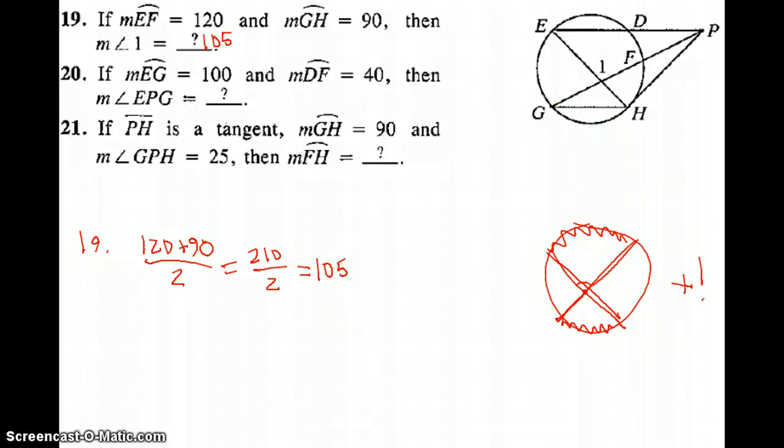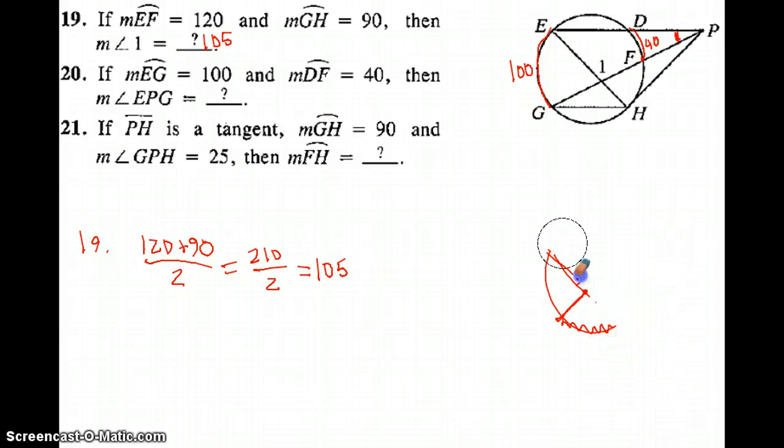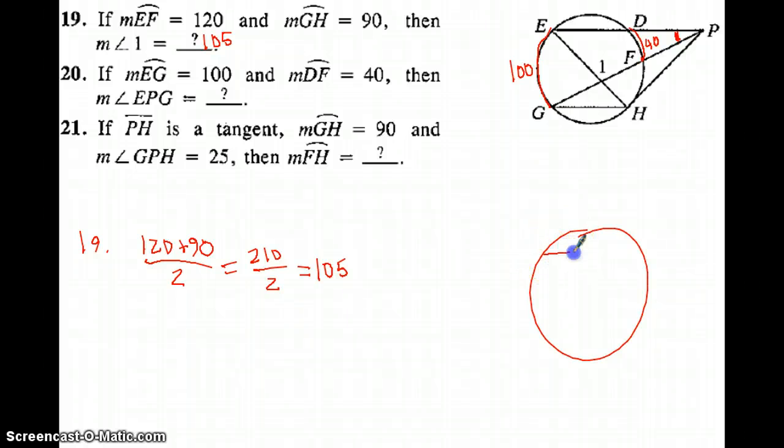In 20, E to G is 100, and D to F, this arc, is 40. Oh, sorry, 40. I wrote that right. Then what's the angle EPG? Okay, we're looking for this angle here. This is one of those situations, make myself some more room here, where if I've got this and this, I'm looking for this angle out here.